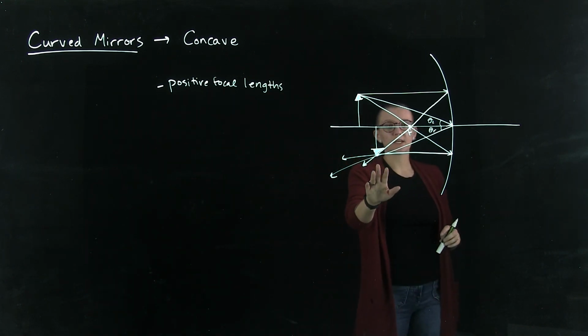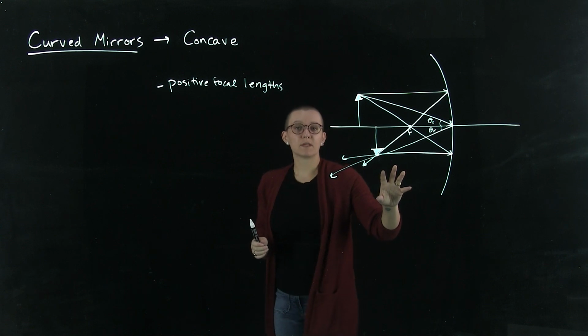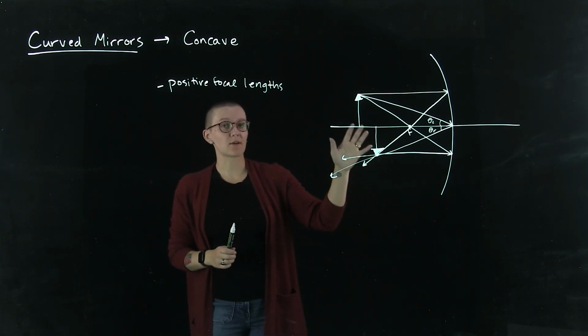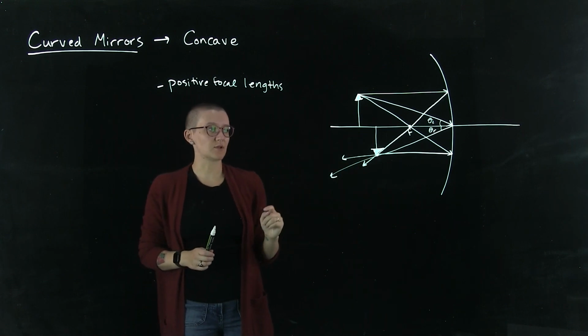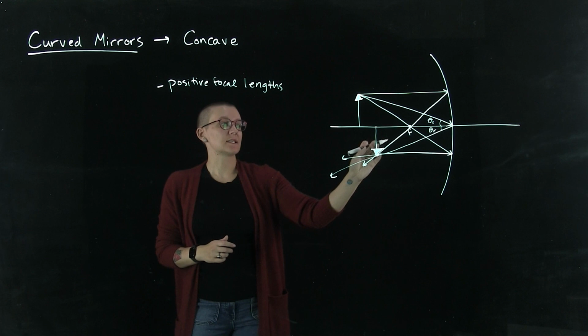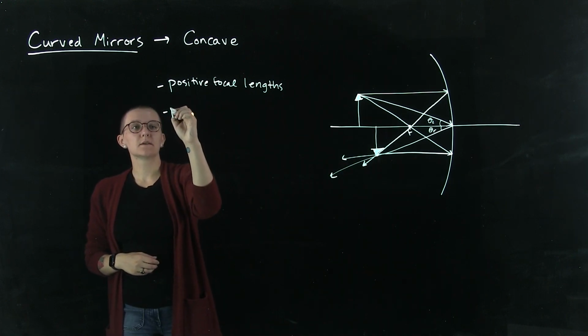Remember the difference between a virtual and a real image. In this case, light rays are actually traveling to this image location, so this is a real image. What this means is that this is a positive image distance.